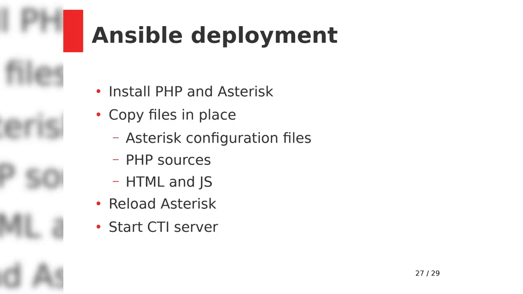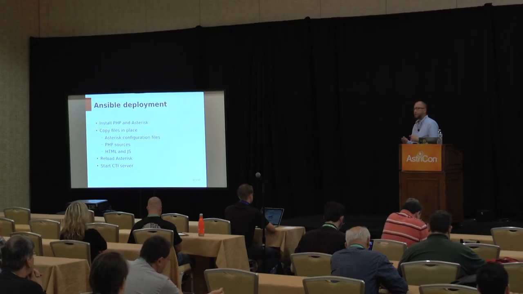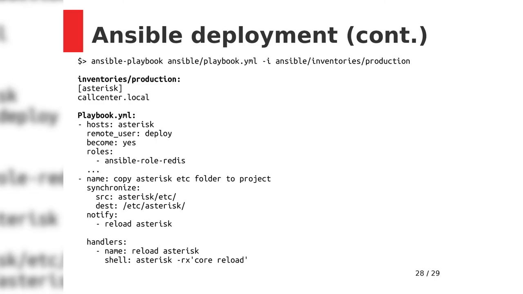Okay, and finally, I also wanted to use Ansible to get all of my code from my laptop to the server that I was going to run this on, which for now is just a VirtualBox with another Ubuntu on it. It automatically installs PHP and Asterisk, copies all the files in place, and then reloads Asterisk and restarts the CTI server that we have here. So just to show a little bit how it works, like the command.